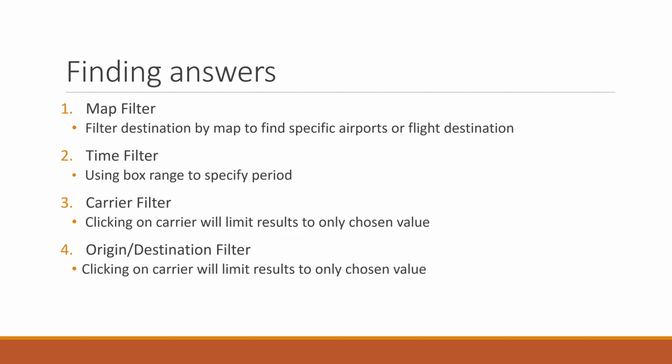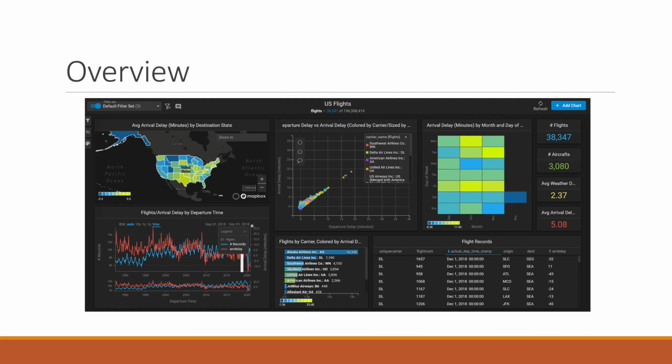By using the map filter, we can filter the destination by locating the specific airports or flight destination through the US map. And for the time filter, we can use the box range to specify the specific periods that we need. And for the third and fourth filters, we can choose to limit the results to only the chosen value. Okay, so here's the overview of the application with a total of 4 graphs and 2 tables.